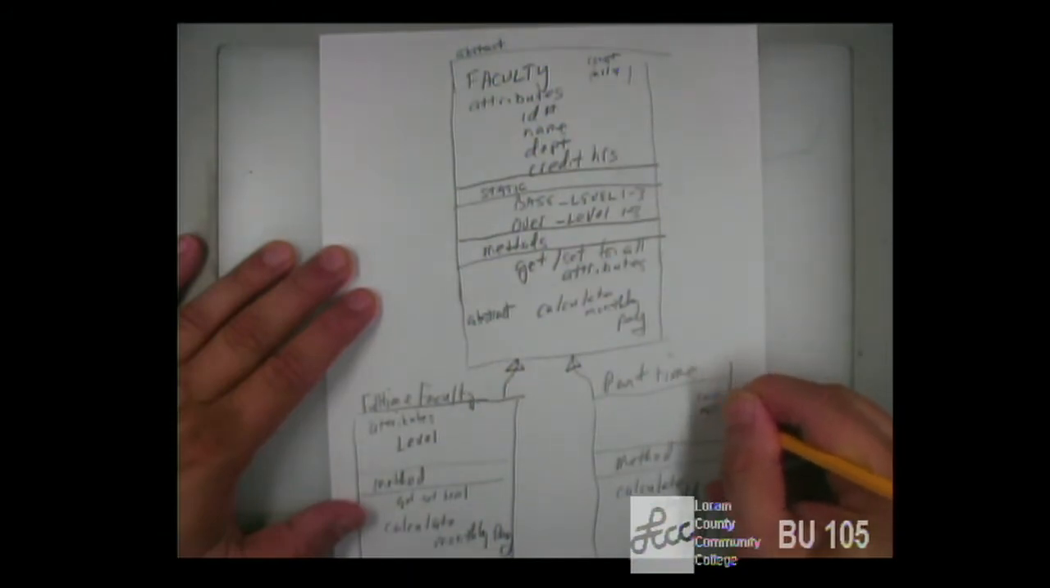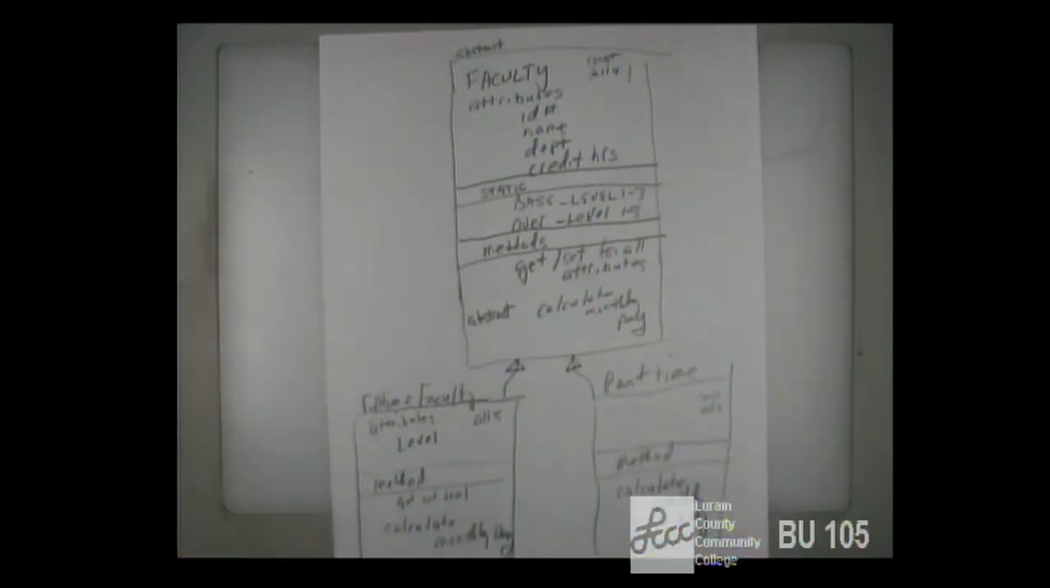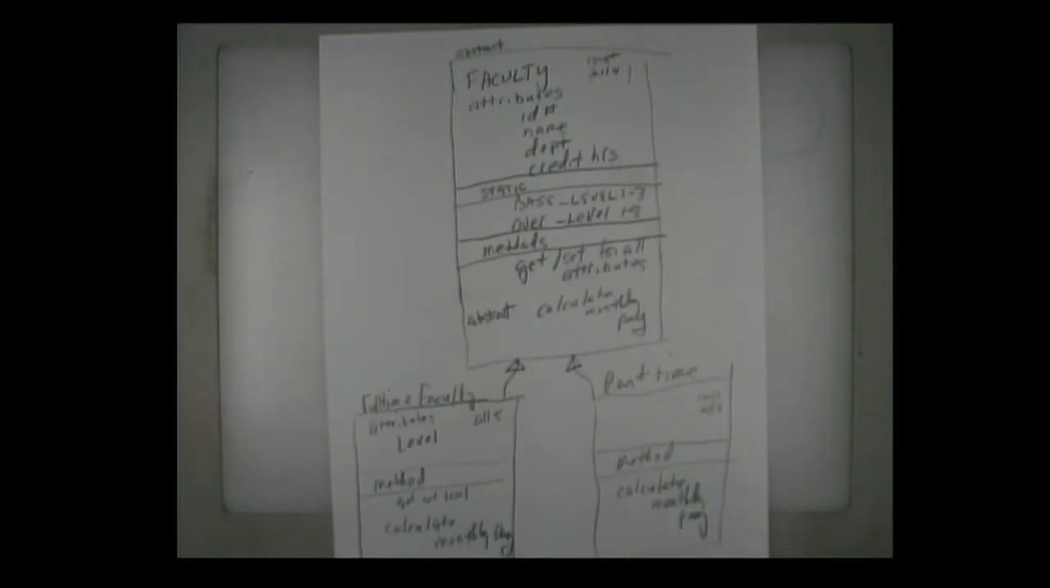Notice what I did on the subclass. I didn't repeat things that are defined in the superclass. So, for example, all the gets and sets for each of those attributes. I didn't put those in the full-time faculty class because they're defined in the faculty class. There's no need to do those. I don't do that in the part-time class either. The only thing I put in there is the stuff that I need, the new stuff, the differences. So I'm designing and I'm coding the differences.